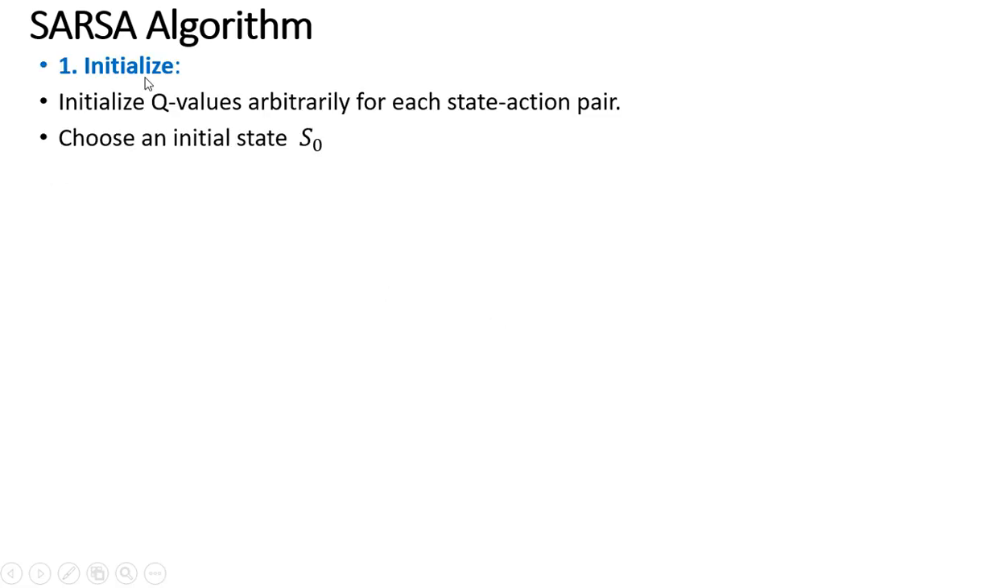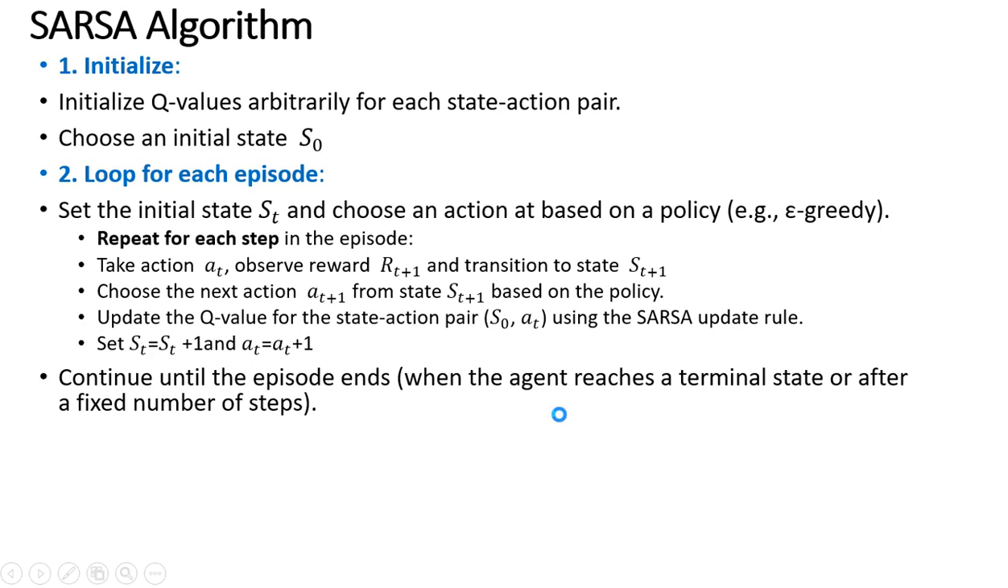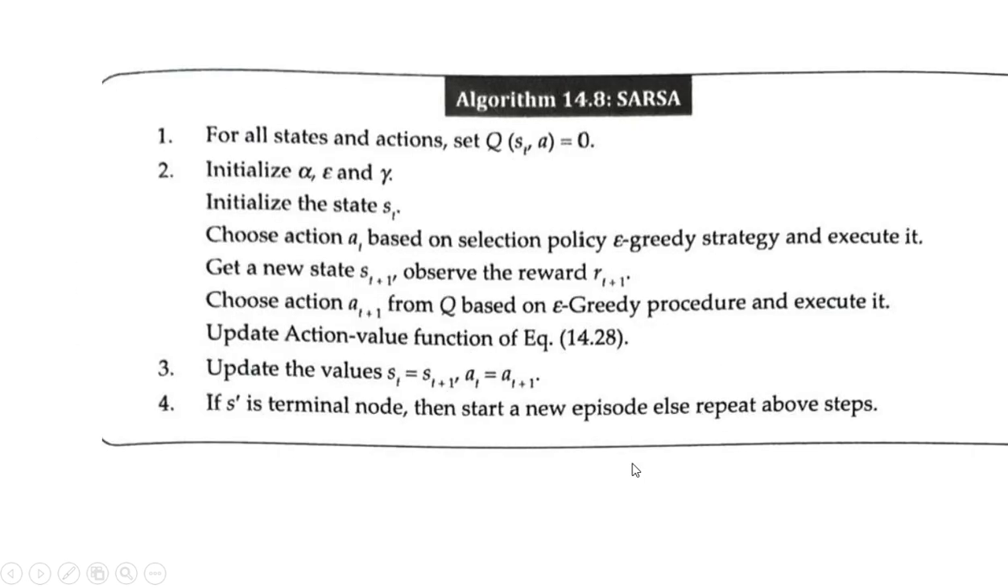So the steps are very simple again. You have the same steps. Initialize the Q values, choose an initial state S0. Now loop for each episode, right? Set the initial state, choose an action, repeat the actions. Take action at time t, observe the reward, transition to state S(t+1). You are in the state S(t), you go to state S(t+1) based upon the reward. So you keep moving from one state to another until you reach the best Q value. So this is the total algorithm for SARSA.